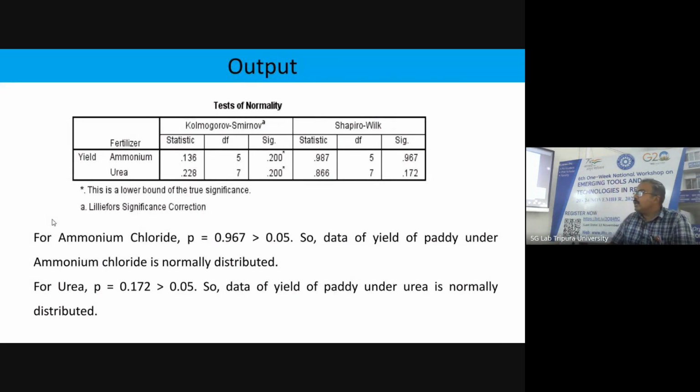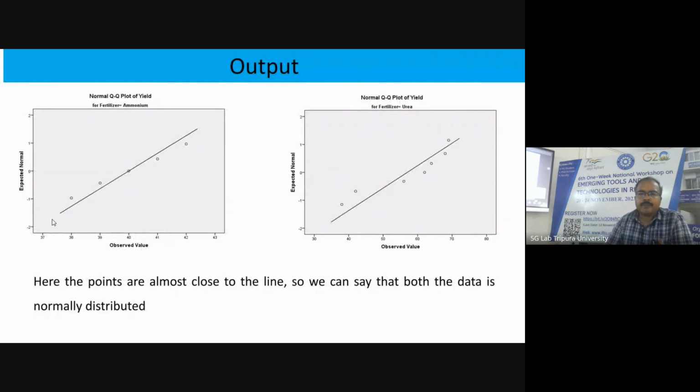For urea, the p value is 0.172, which is obviously greater than 0.05. That means the data of yield of paddy under urea is also normally distributed. QQ plot, see? There are differences. First one is ammonium chloride, the second one is urea.